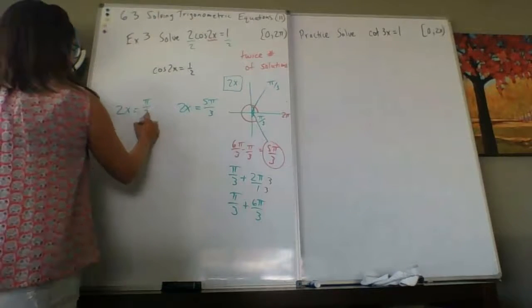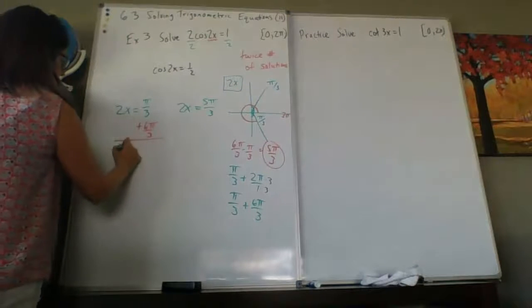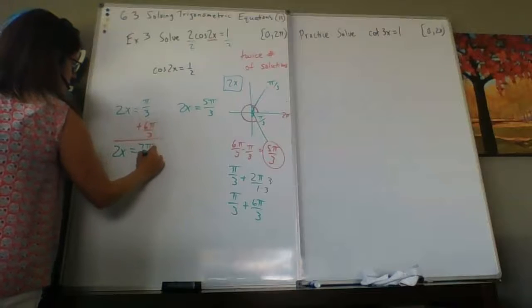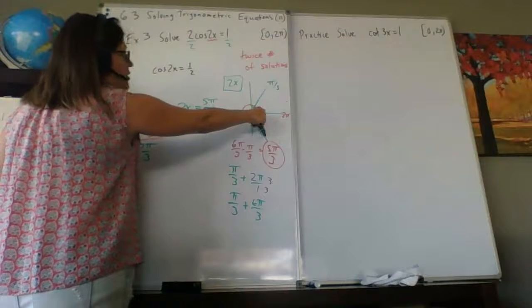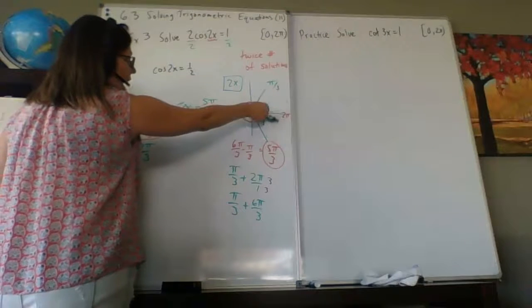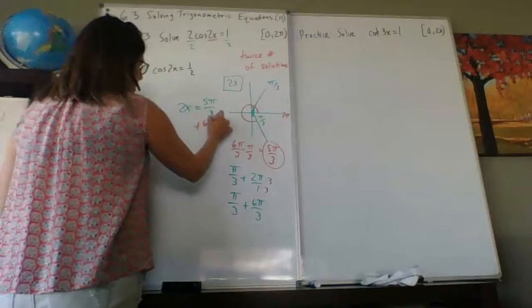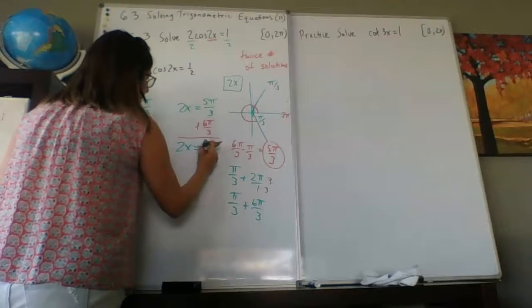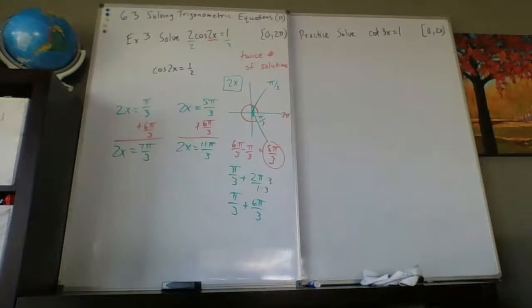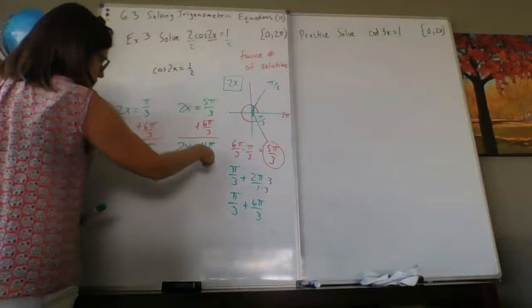So let's go ahead. 6 pi over 3. And so therefore we get another equation to solve: 2x equals 7 pi over 3. So we just doubled this solution. If we're at 5 pi over 3, to find another coterminal angle, we still add 2 pi, or we'll add 6 pi over 3, since that's the same as 2 pi, but it'll just make the math easier. So we get 2x equals 11 pi over 3. Now we have 4 equations to solve: 2x equals pi over 3, 2x equals 5 pi over 3, 2x equals 7 pi over 3, and 2x equals 11 pi over 3.